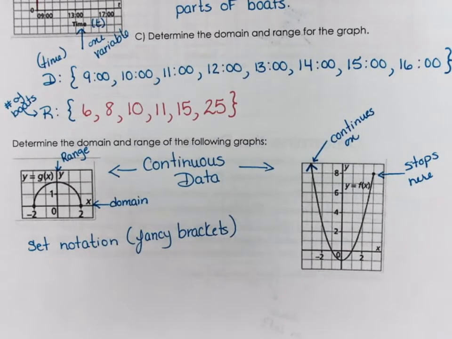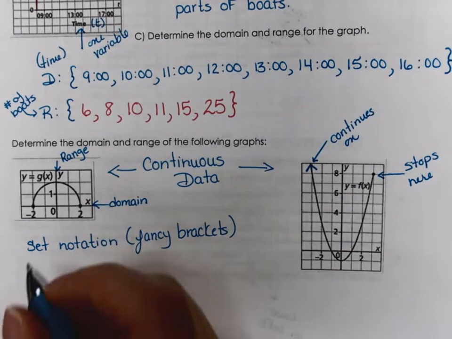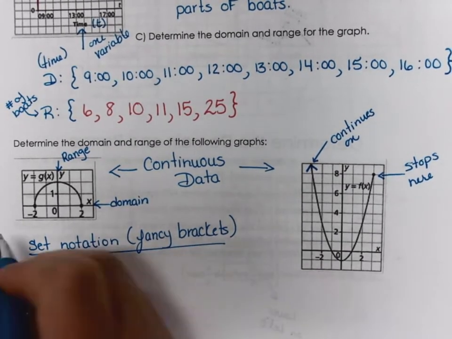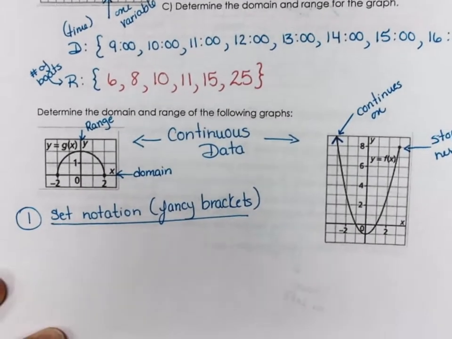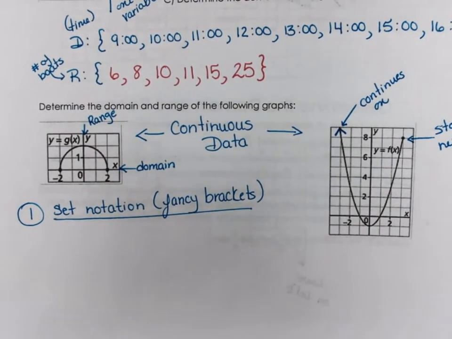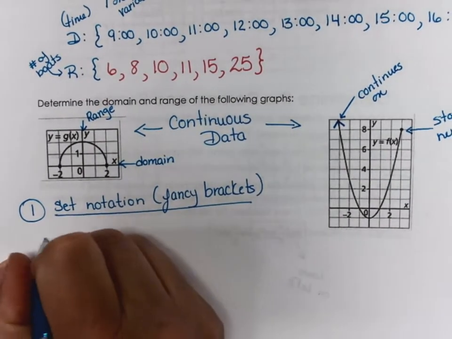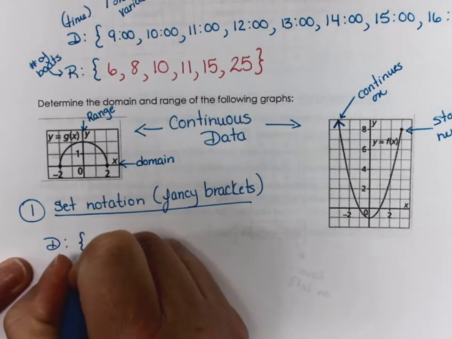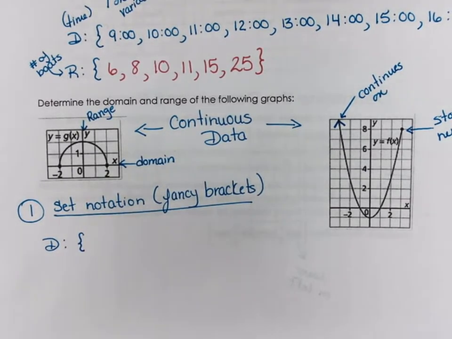But we're going to start with fancy brackets. We're going to start with the set notation. So this is option 1. Okay, so we got to do our domain. Fancy bracket. Okay, what is the furthest left we go on this graph? What's the furthest value we get to? What's the lowest value we get to on the left?